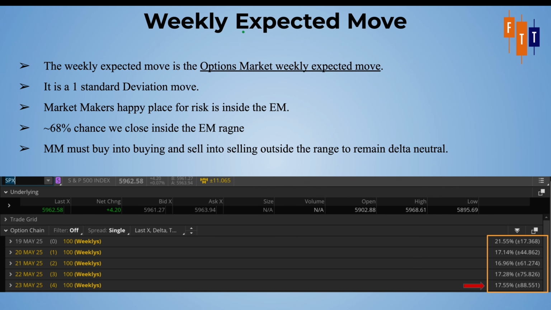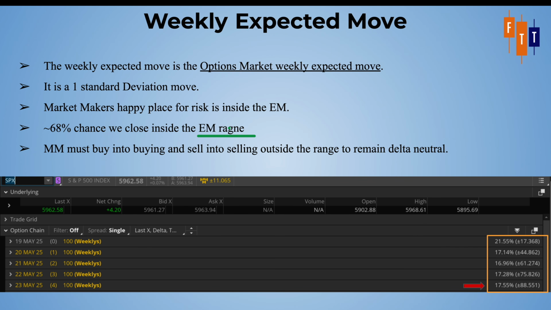All right, the weekly expected move. This is a really good one, and this is probably going to be the thing that a lot of people don't know about. The weekly expected move is just the options market's weekly expected move. It is a 1 standard deviation move, and it is the market maker's happy place for risk inside the EM, the expected move. There's about a 68% chance that we close inside this range each week.